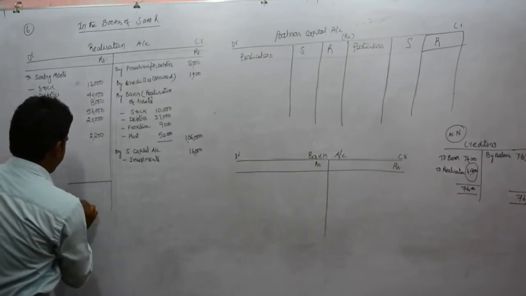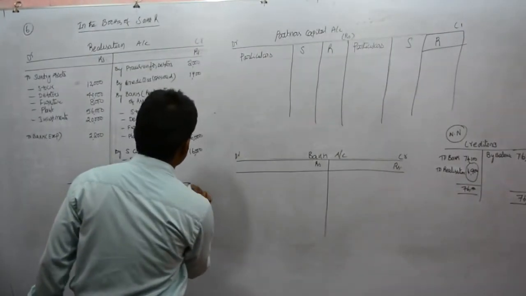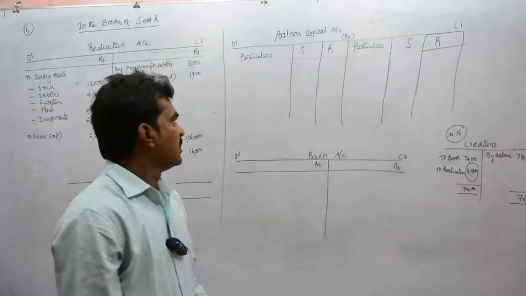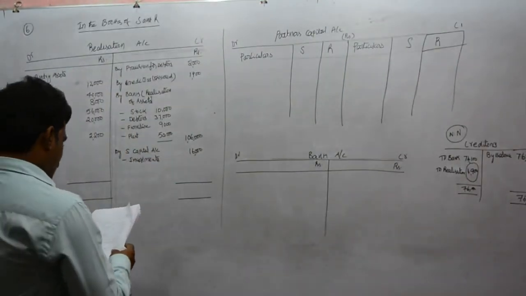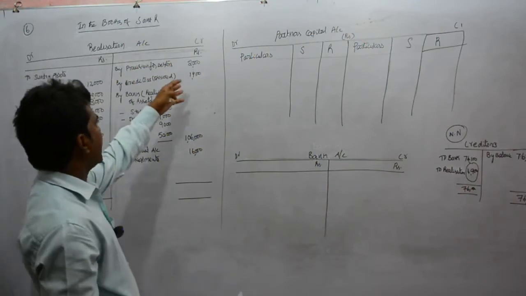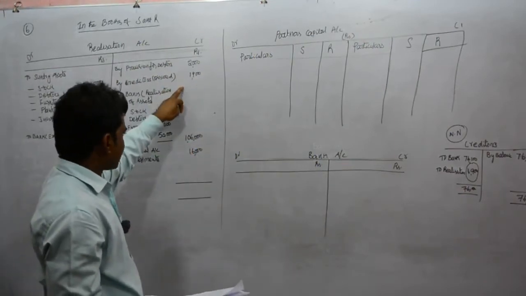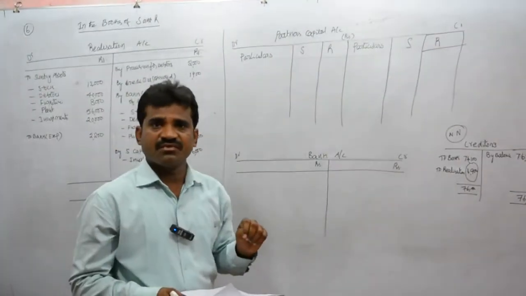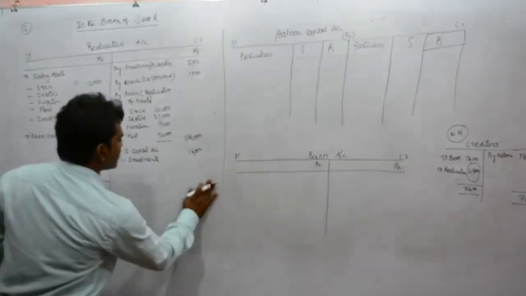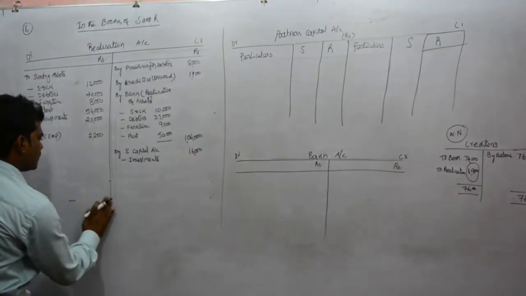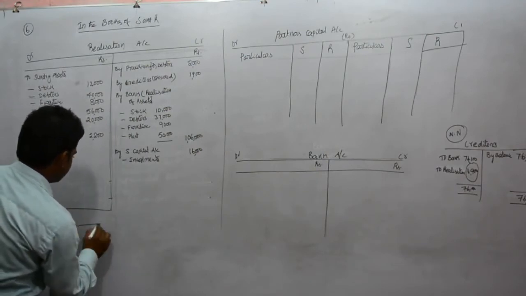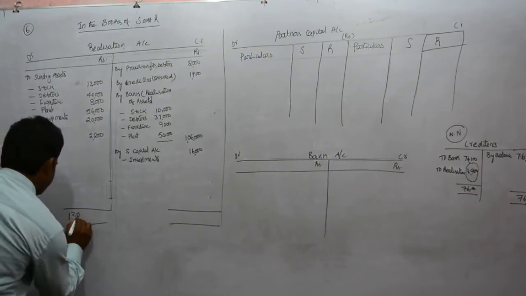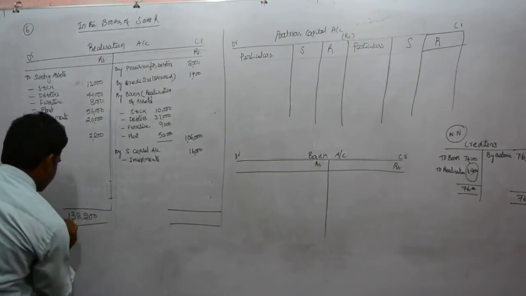Then find out the profit or loss on realization. See, this side total is 1,38,200. This side is 1,09,900. So the credit side is the shortage. Therefore, loss on realization is there. So finalize the realization account. The total is 1,38,200.